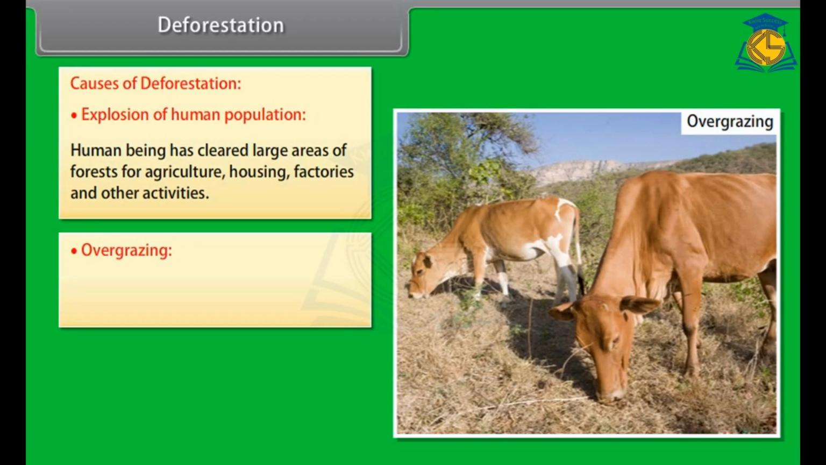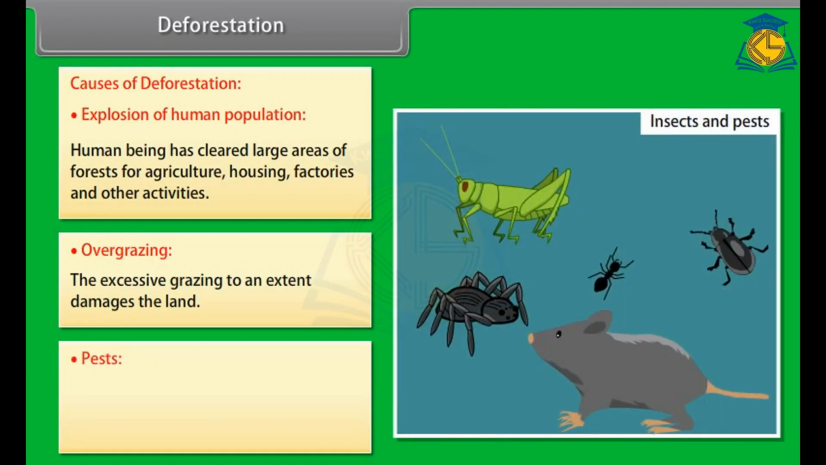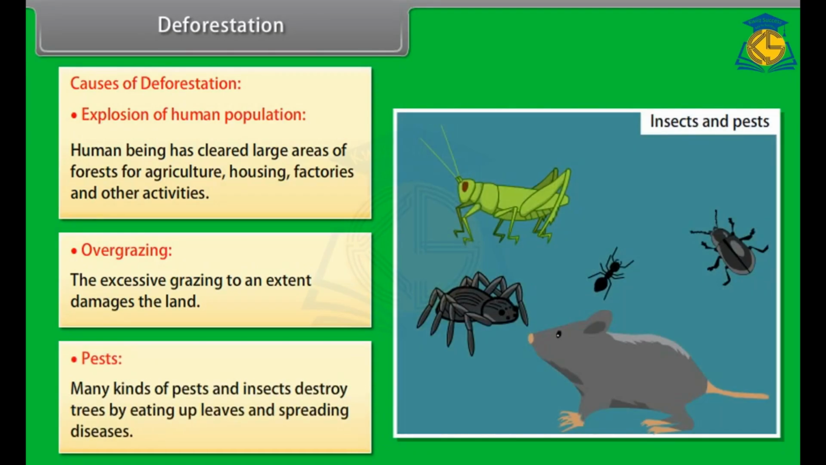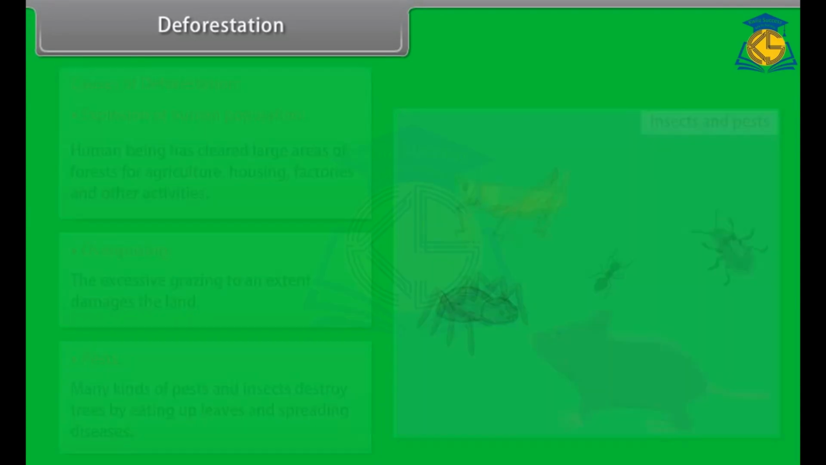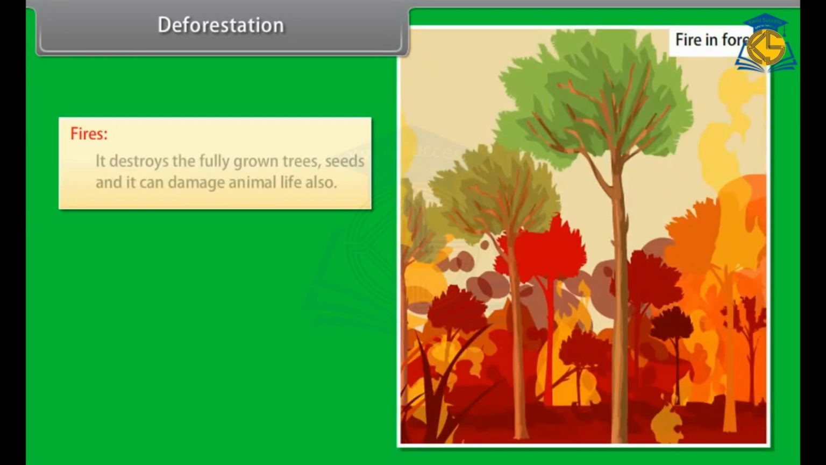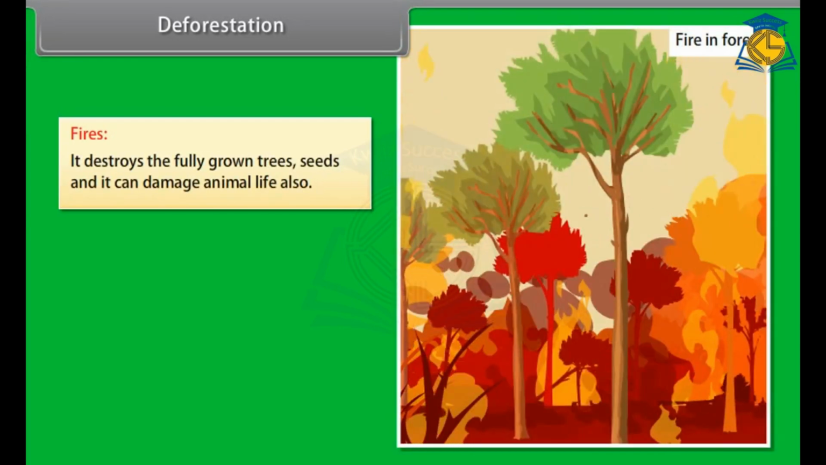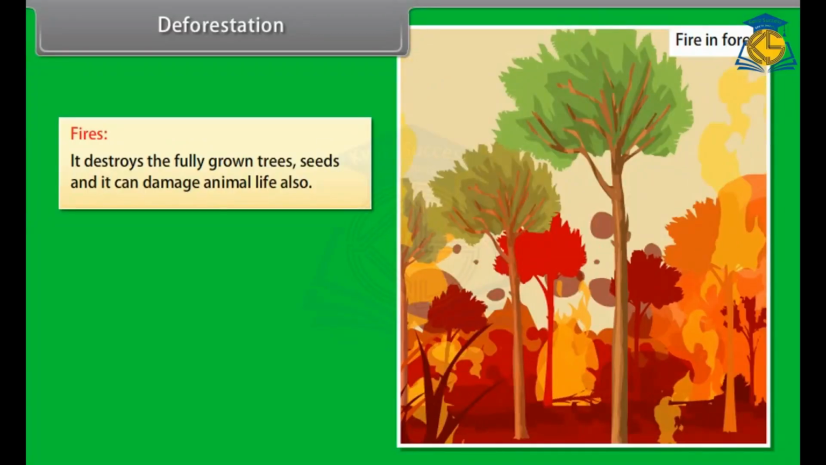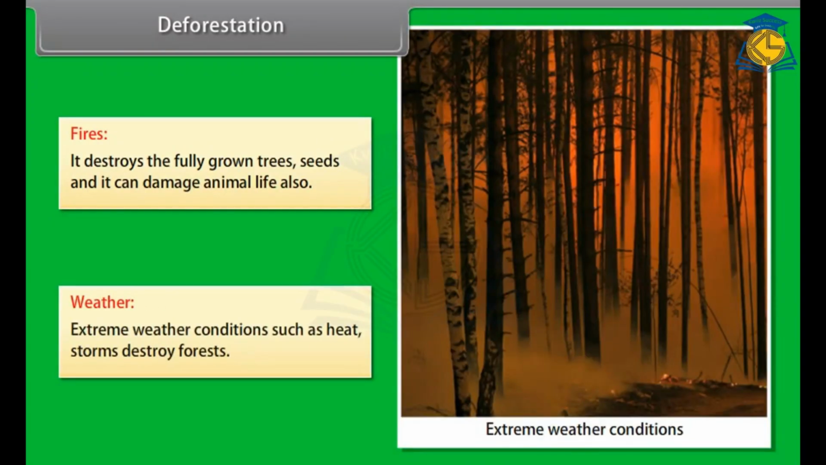Overgrazing. Excessive grazing damages the land to an extent. Pests. Many kinds of pests and insects destroy trees by eating up leaves and spreading diseases. Fires. It destroys the fully grown trees, seeds, and it can damage animal life also. Weather. Extreme weather conditions such as heat and storms destroy forests.